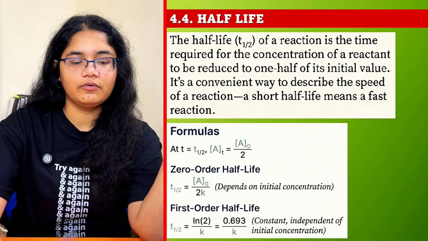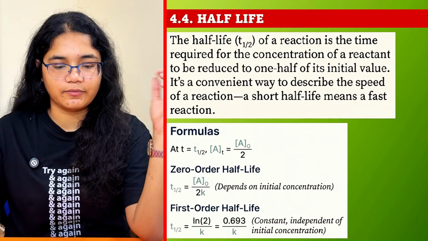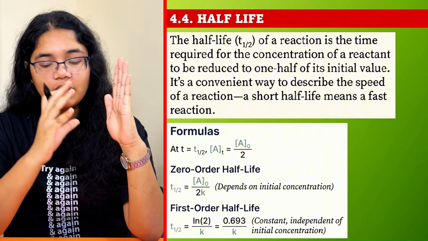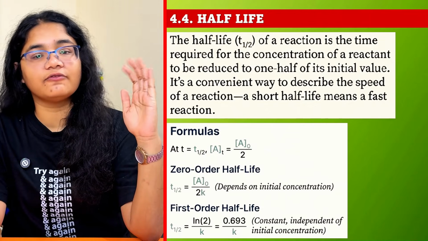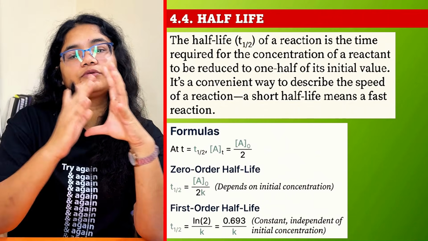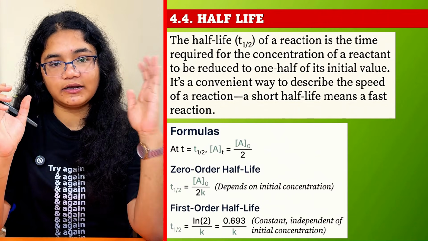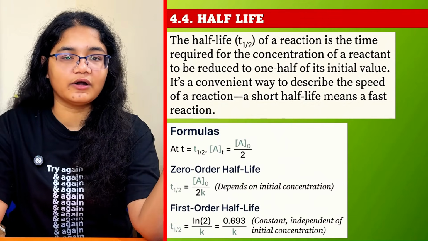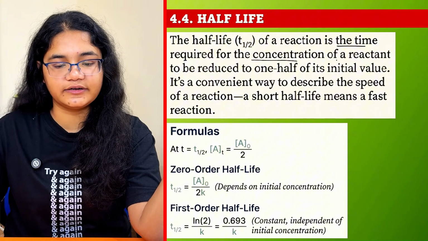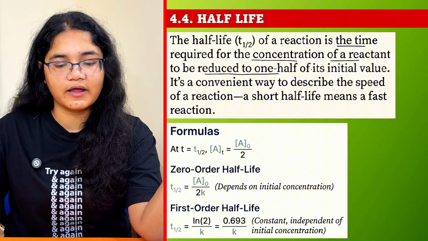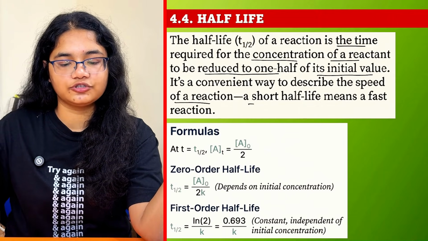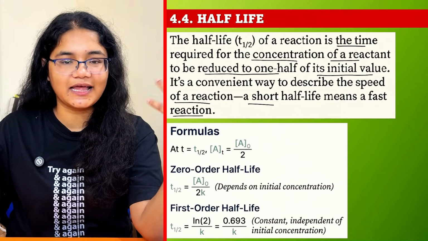Okay. Now let's talk about half-life. From the name itself, you can understand half-life is the time required for the reactant to come to half of its initial concentration. Suppose you have started with 100 grams, how much time does it take to come to 50 grams? The time required for the reactant to reduce to its half is called your half-life. It is a convenient way to describe the speed of the reaction. A shorter half-life means a faster reaction. That's the application of half-life.